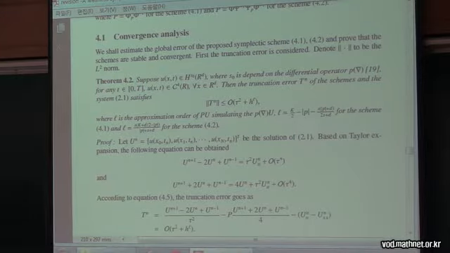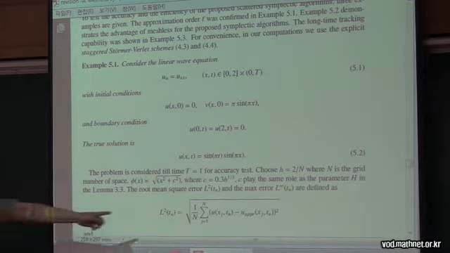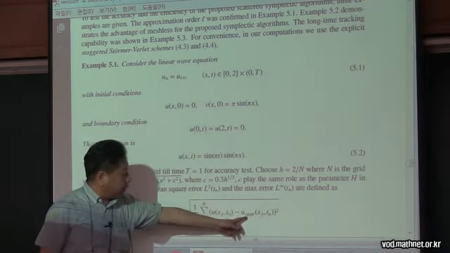Here are some numerical examples. The first example simply takes the wave equation with a simple initial condition and boundary condition. I think it's a periodic solution. The true solution, we already have. And then we calculate the energy, and calculate the solution. This is the true solution, and this is our approximation.